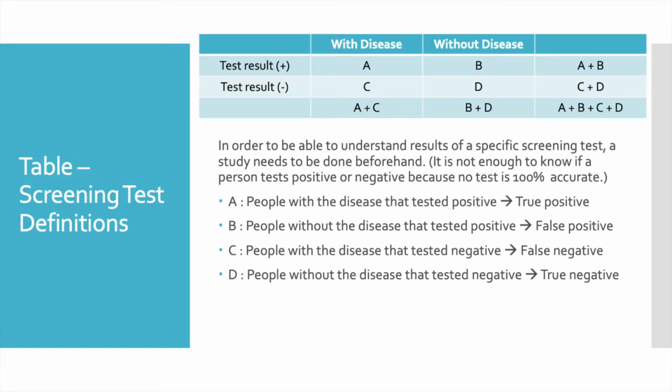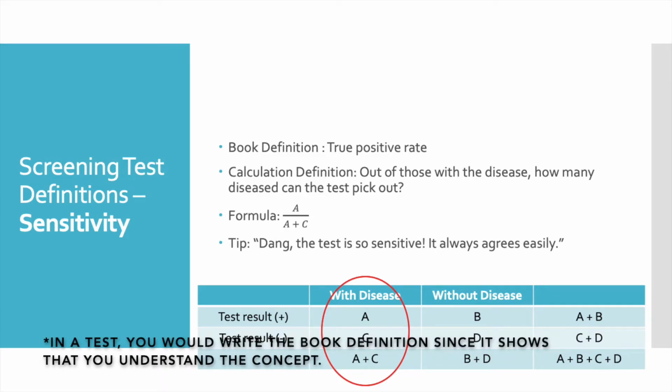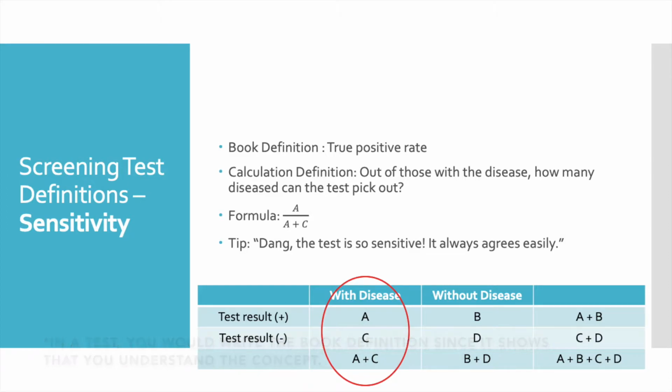Now, we'll go through the definitions as I mentioned before. Firstly, there's sensitivity. By the book definition, it's defined as the true positive rate. But for your understanding and for clarity, you can think of it as: out of those with the disease, how many diseased can the test pick out? The formula displays how the worded sentence is displayed in numerical form. The way I think about it is, wow, the test is so sensitive, so it always agrees easily. And I also have another tip for specificity.